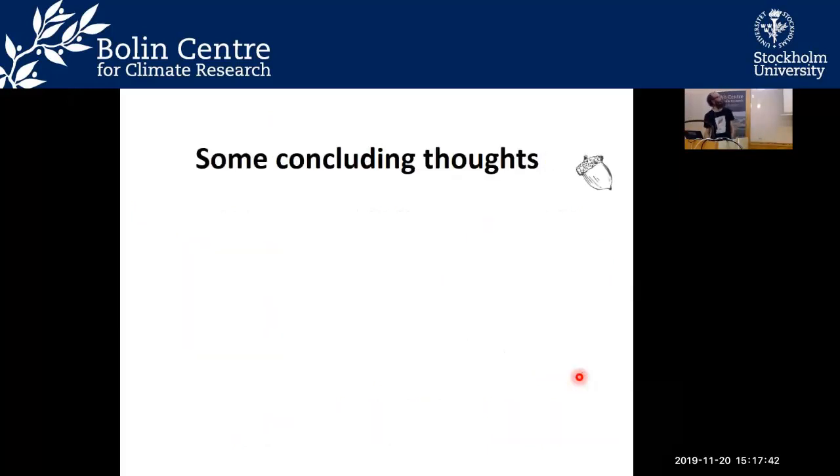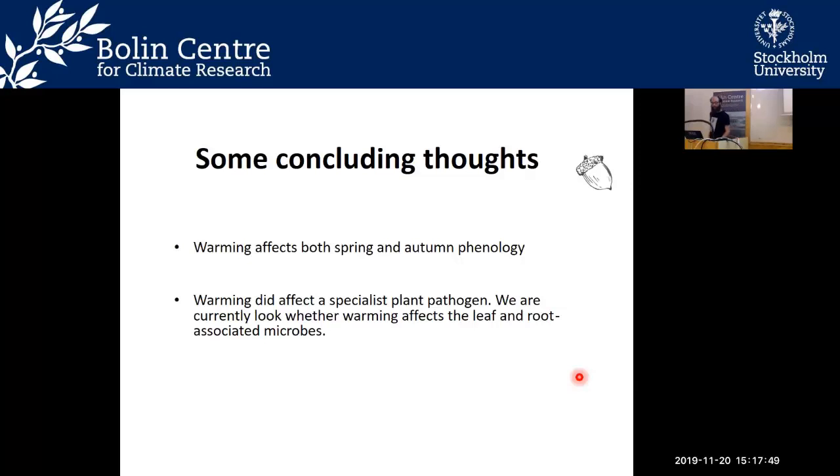So here are some concluding thoughts. It's work in progress, of course, but warming affects both spring and autumn phenology. The warming did clearly affect the specialist pathogen. The pathogen did less well with warming in this case. And currently we are looking at whether warming affects the leaf and root associated microbes. The last point is very vague because we're not there yet: climate change may change the interactions between plants, microbes, and insects. That's the topic we're pursuing.